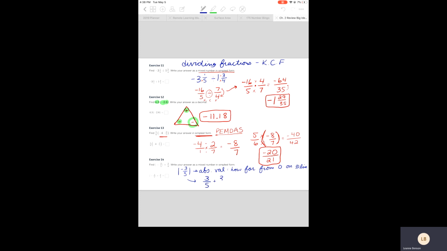Then I have plus 3/4, and this just goes back to a regular adding of fractions, which again I need the common denominator for. The common denominator here I'm going to use is 20.